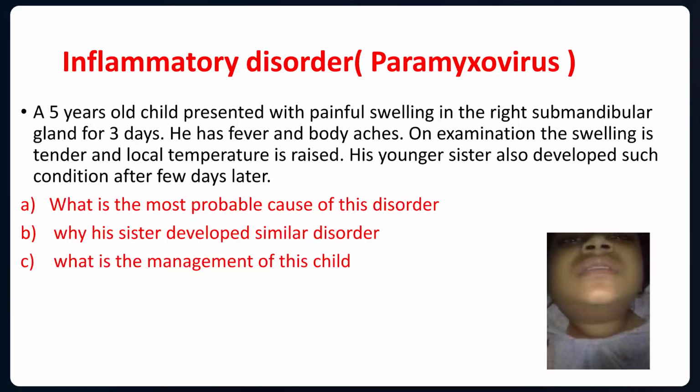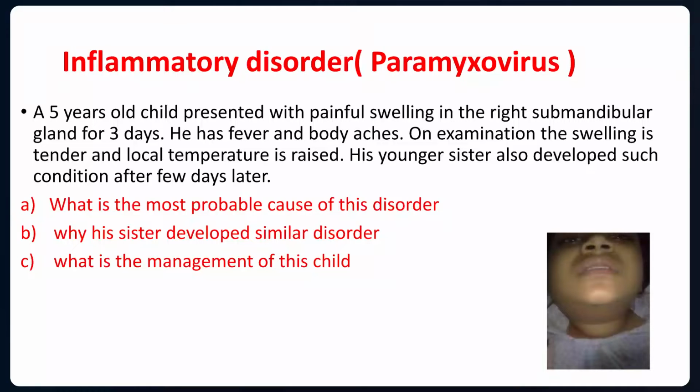The younger sister also got this infection, so it is a contagious disease. So it is a viral infection. So what is the most probable cause of this disorder? So this is the paramyxovirus. So why does the sister develop a similar condition? Because this infection is contagious. It can occur in others.